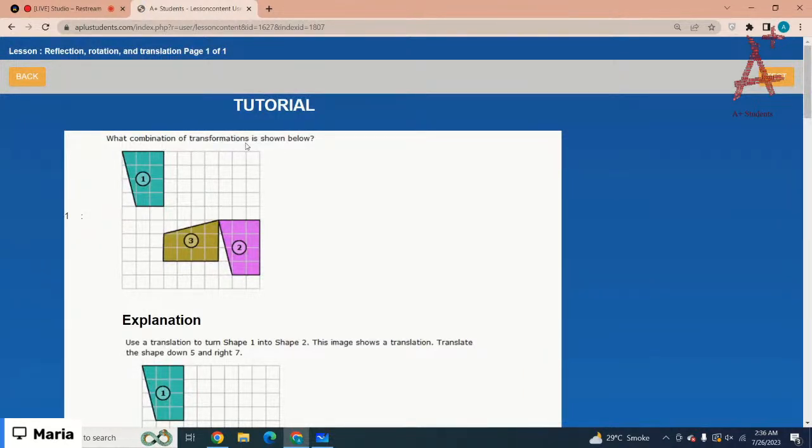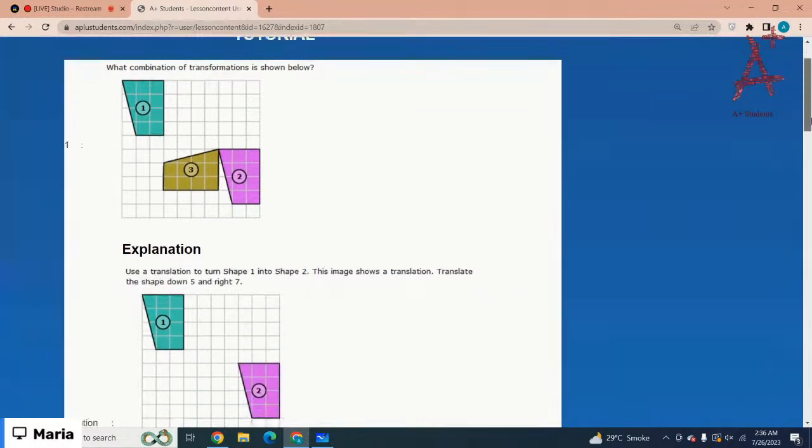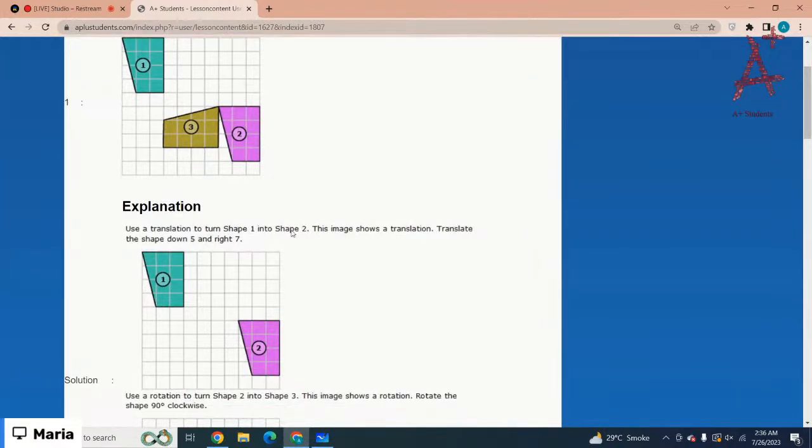Okay, what combination of transformations is shown below? You have to start from shape 1, then look for shape 2 and 3. You need to see what type of transformations you have applied moving from shape 1 till shape 3. So use a translation to turn shape 1 into shape 2. How do you turn shape 1 into shape 2? You did a translation, which means you moved the whole thing from here to here. All the four coordinates are changed. In that case, that would be a translation.